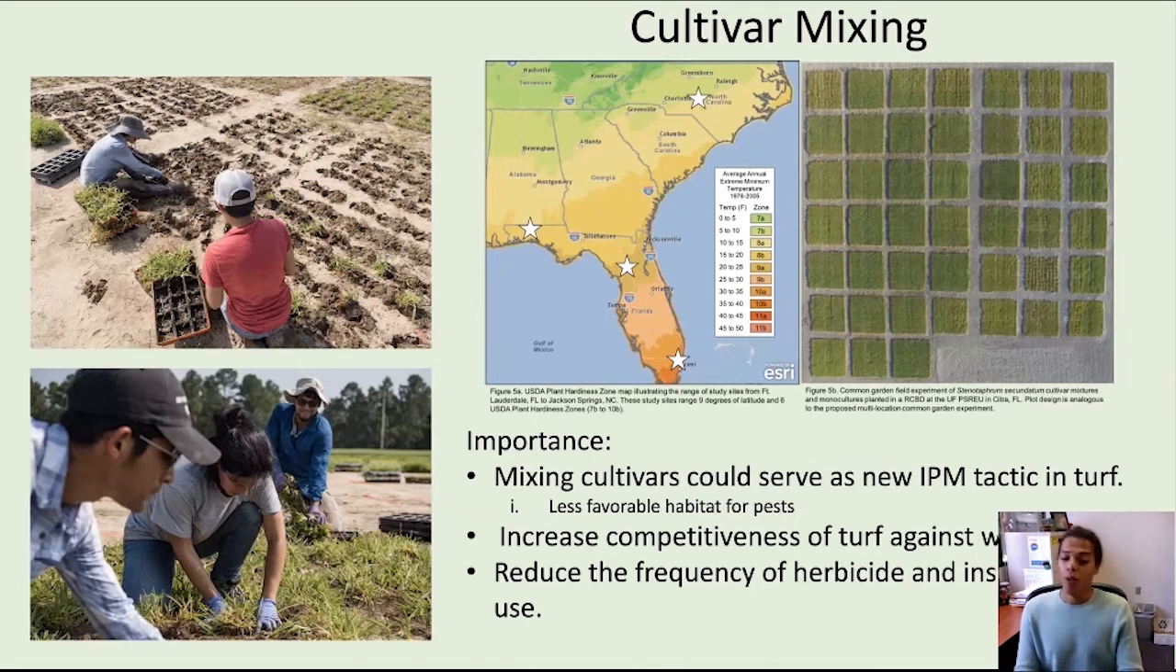So if you're asking yourself, why is cultivar mixing important? It's because of things like this. We believe that mixing cultivars could serve as a new IPM tactic in turf. It creates less favorable habitats for the pests, therefore reducing pest populations within those diverse plantings. Also, there's an increased competitiveness of turfgrass against weeds, and we'll be addressing that in the next few slides. And additionally, increasing diversity can reduce the frequency of herbicide and insecticide use, and that is very important when it comes to environmental impacts.